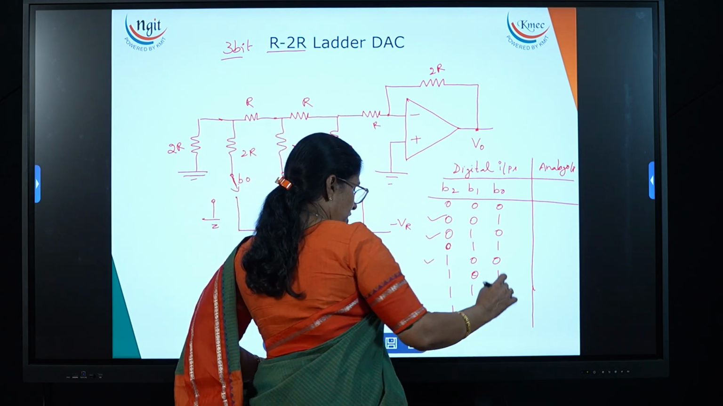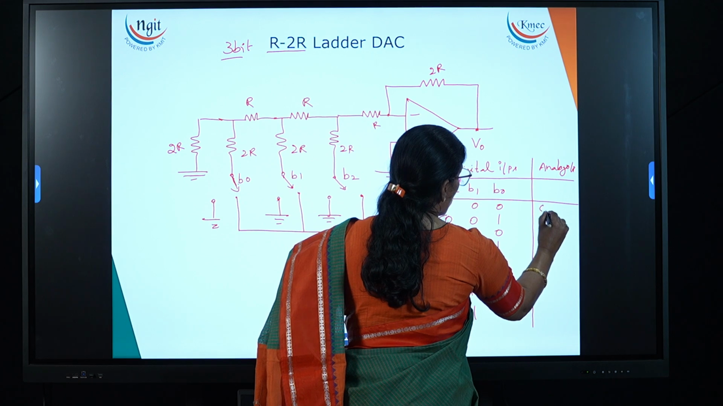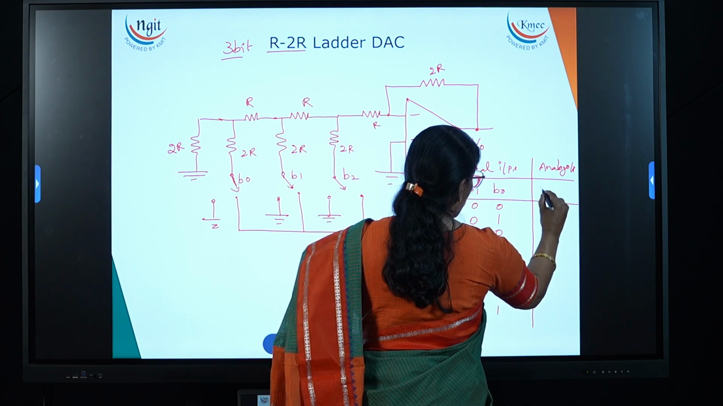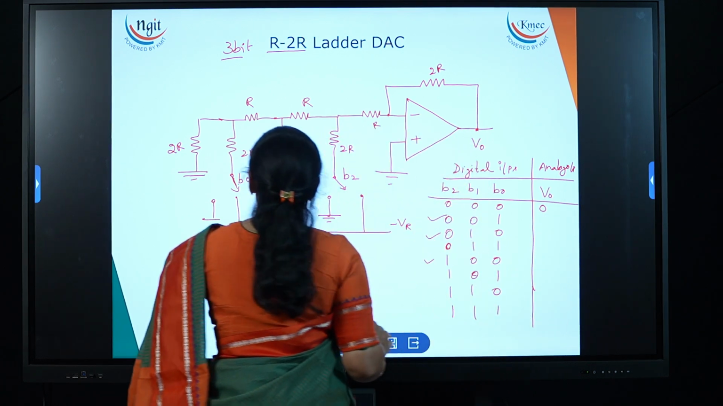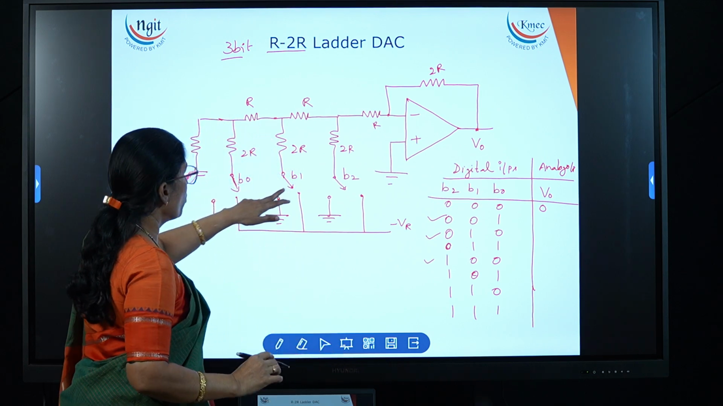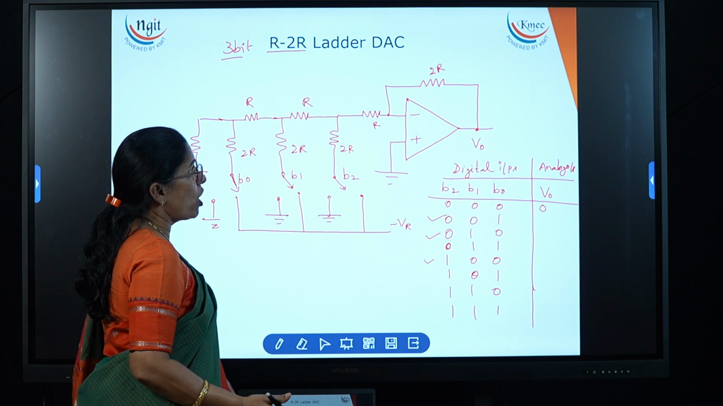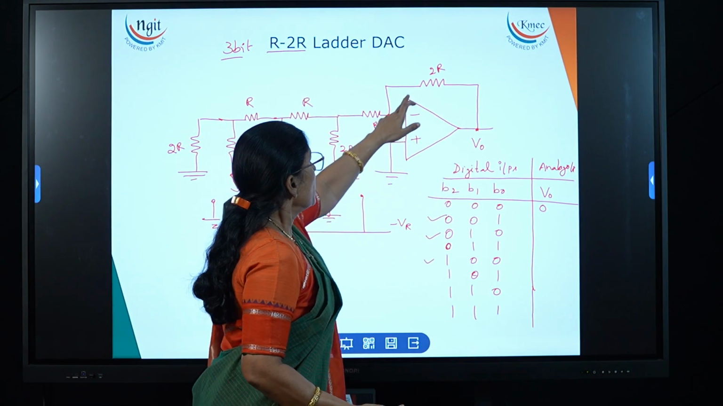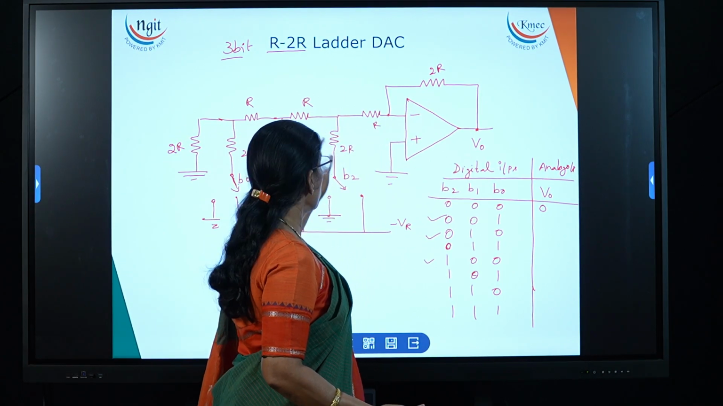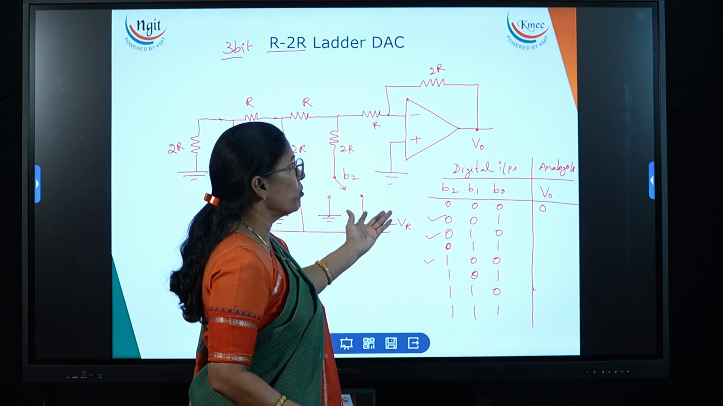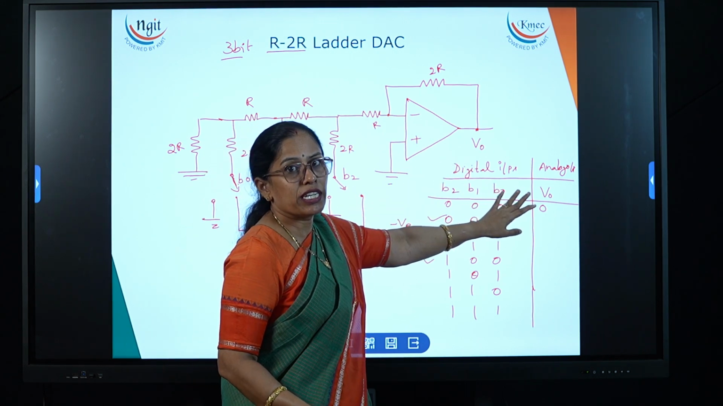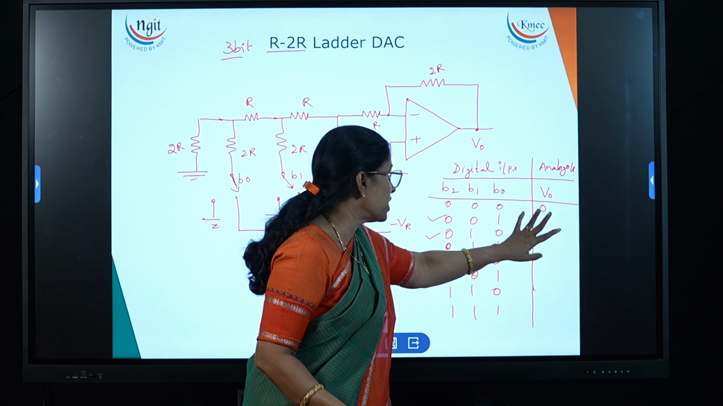Okay, so now here for this what are we going to get? 0 volt. Here the output V0 we are going to get 0. Why? If all are in ground position, the input voltage is nothing but 0, so the output, which is gain times input voltage, is 0. If everything is connected to the ground, we are not going to get anything at the output. That's why for all zeros it is 0 only.